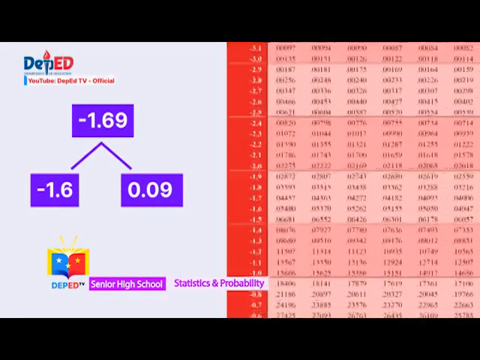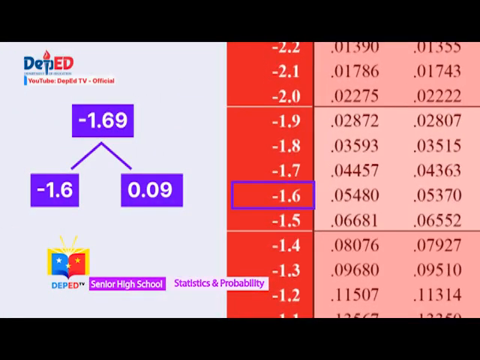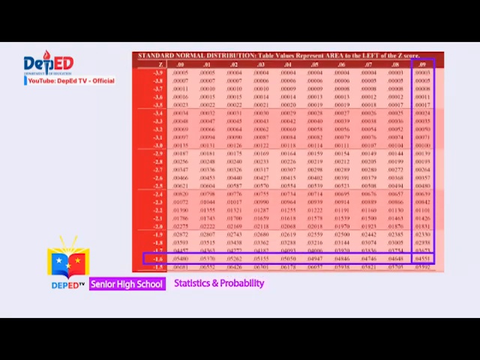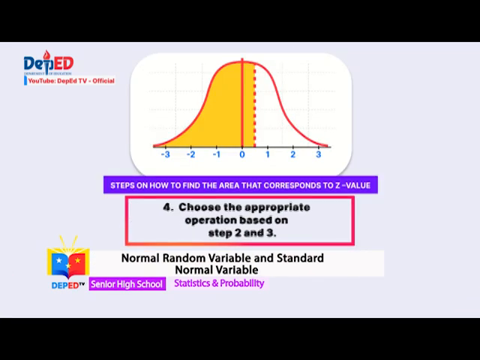First, split the given z-value into two parts. One part is the ones and tenths together, and another the hundredths. Note that the intersection of these two numbers is the value that represents the area under the normal curve to the left side of the z-value. So the default is that the shaded area is at the left of the z-value. The fourth step is to choose the appropriate operation based on steps 2 and 3.